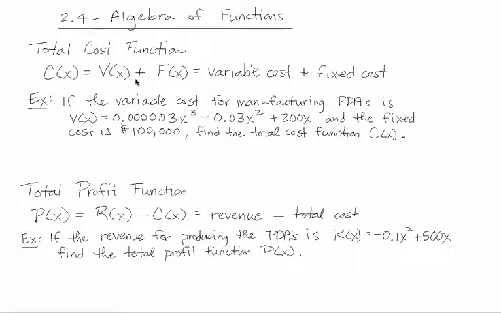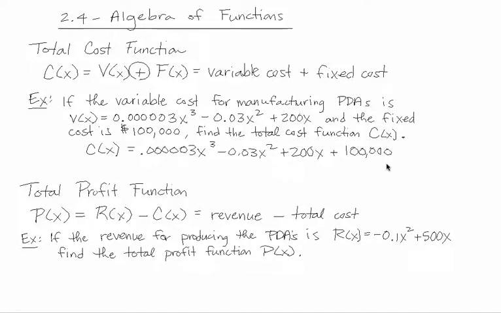So in this, we're simply adding the two functions together. So the cost function is 0.000003x cubed minus 0.03x squared plus 200x plus the fixed cost, which is 100,000. And that is our total cost function. It's as simple as that, just adding those two together.